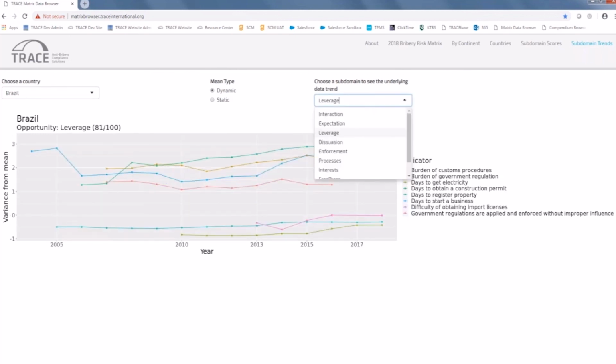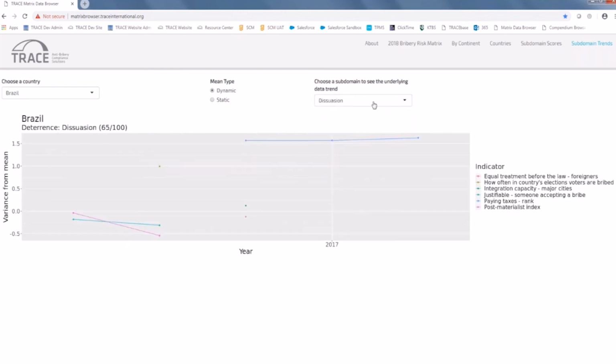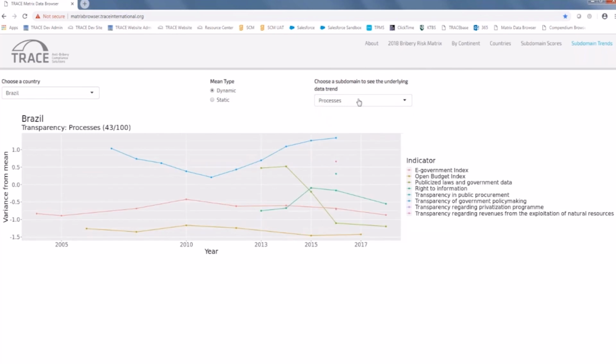You can do the same pretty much with all of these. A lot of the time there's going to be not much change. Other times there will be market changes. It looks like publicized laws and government data had 2 years of dramatic improvement from 2014 to 2016. Again, it would take some research to understand what that reflects, but it's worthy of note.